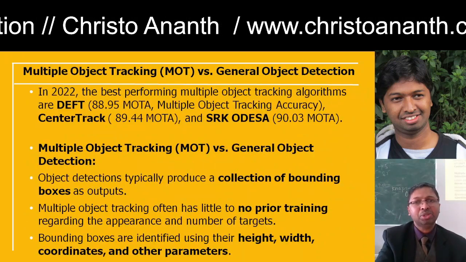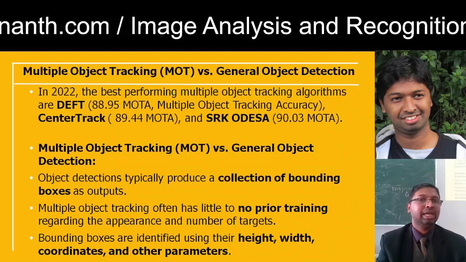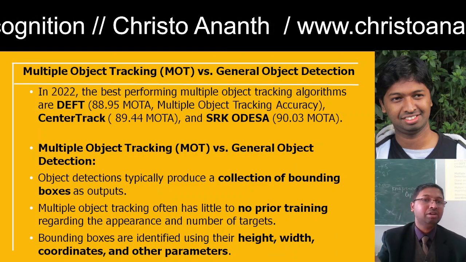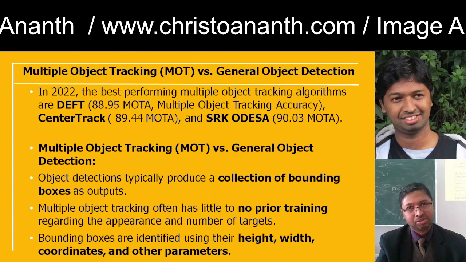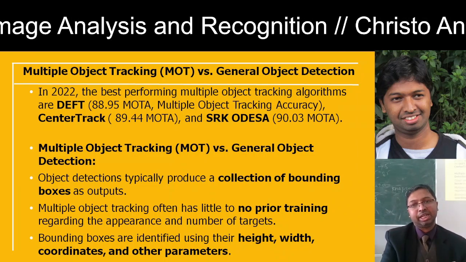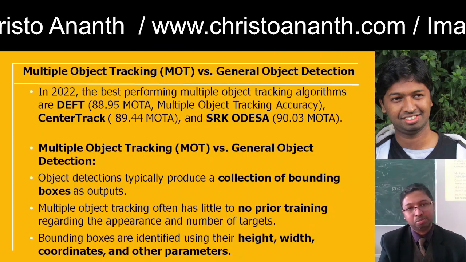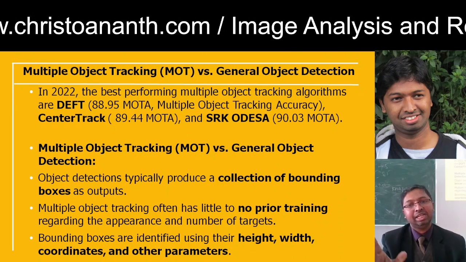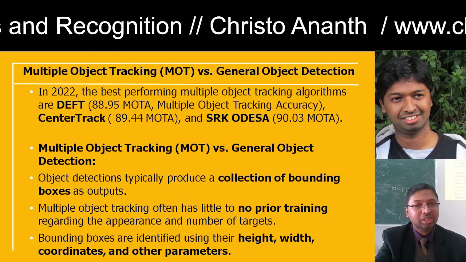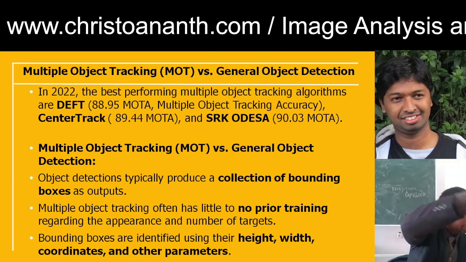So in 2022, the best performing multiple object tracking algorithms are DEFT, which has 88.95 MOTA, that is, multiple object tracking accuracy. CenterTrack is also there, and others as well. These are the best performing tracking algorithms. Then we compare multiple object tracking versus general object detection. Object detection means you are going to provide a collection of bounding boxes as the output. Multiple object tracking has little to no prior training, but it provides the best performance with regard to height, width, coordinates and parameters. The bounding boxes will be there, but with multiple object tracking we can identify which objects are present.